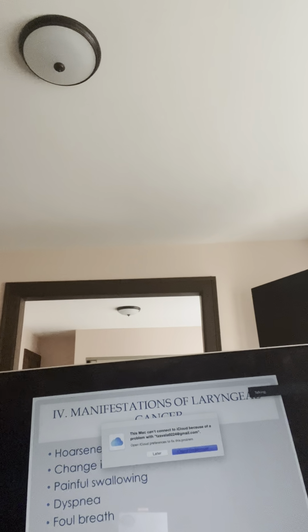So, what are just some manifestations of laryngeal cancer? Well, hoarseness, change in their voice, painful swallowing, dyspnea, foul breath, palpable lump in the neck, and earache. They oftentimes will have pain that radiates up to their ear.